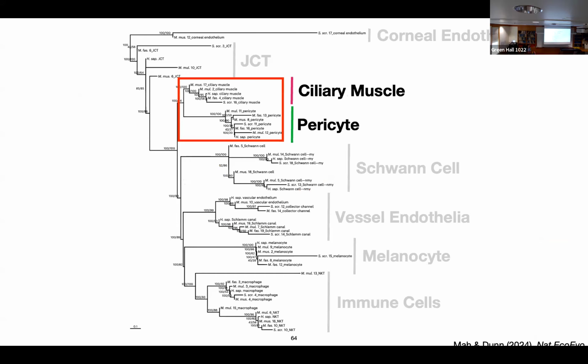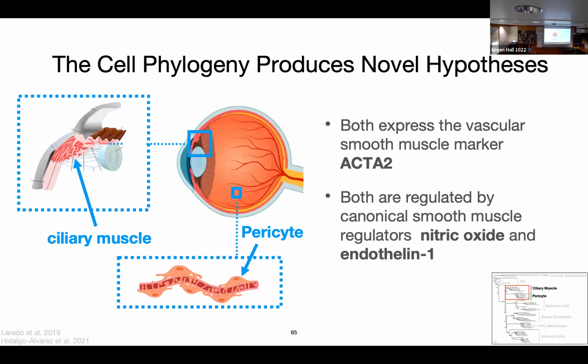Finally, the last story is the sister relationship between the ciliary muscle and the pericytes. These two cell types have very different anatomical and functional roles. The ciliary muscle controls lens movement, whereas the pericytes wrap around blood vessels. But the phylogeny suggests a close evolutionary relationship. So let's look at the biology of these cells. Pericytes really aren't similar to ciliary muscle, but they are pretty similar to smooth muscle.